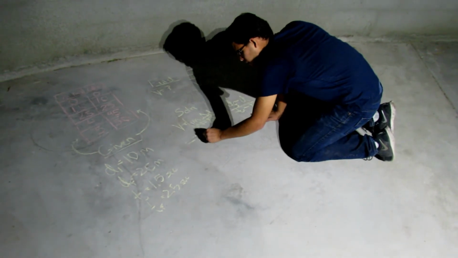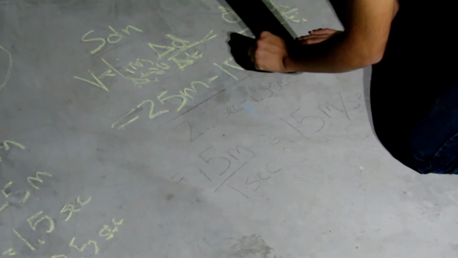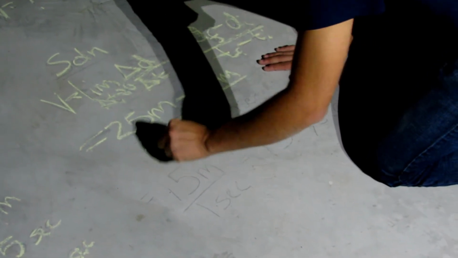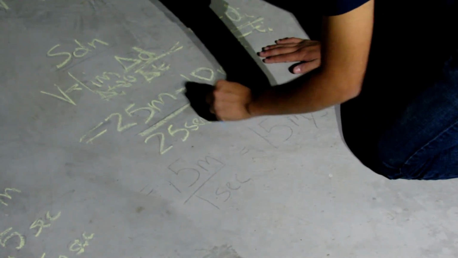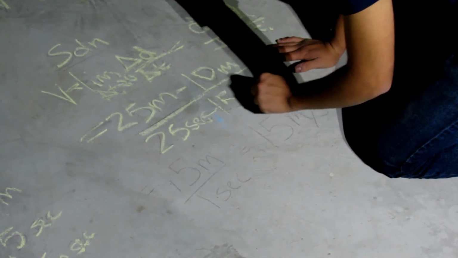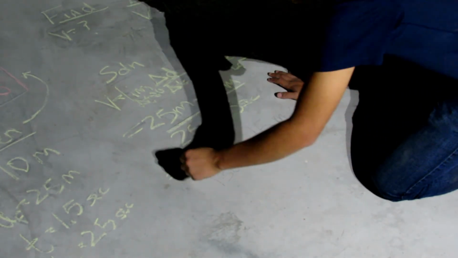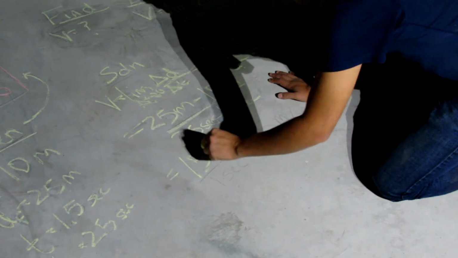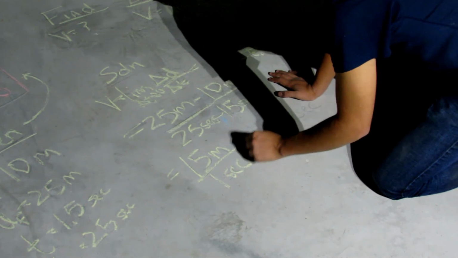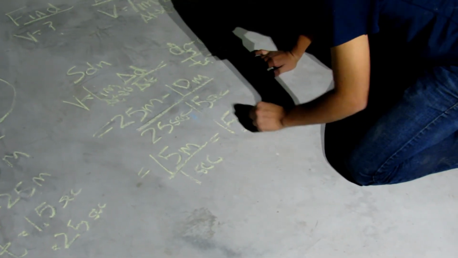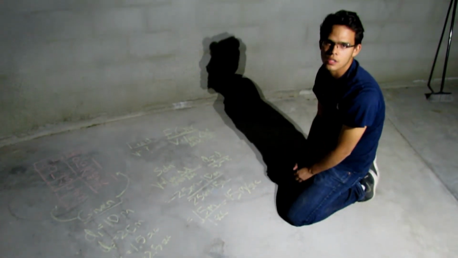So 25 meters minus 10 meters divided by 2.5 seconds minus 1.5 seconds. And so when we simplify this, we come out with 15 meters divided by 1 second, which equals 15 meters per second. And that is our instantaneous velocity.